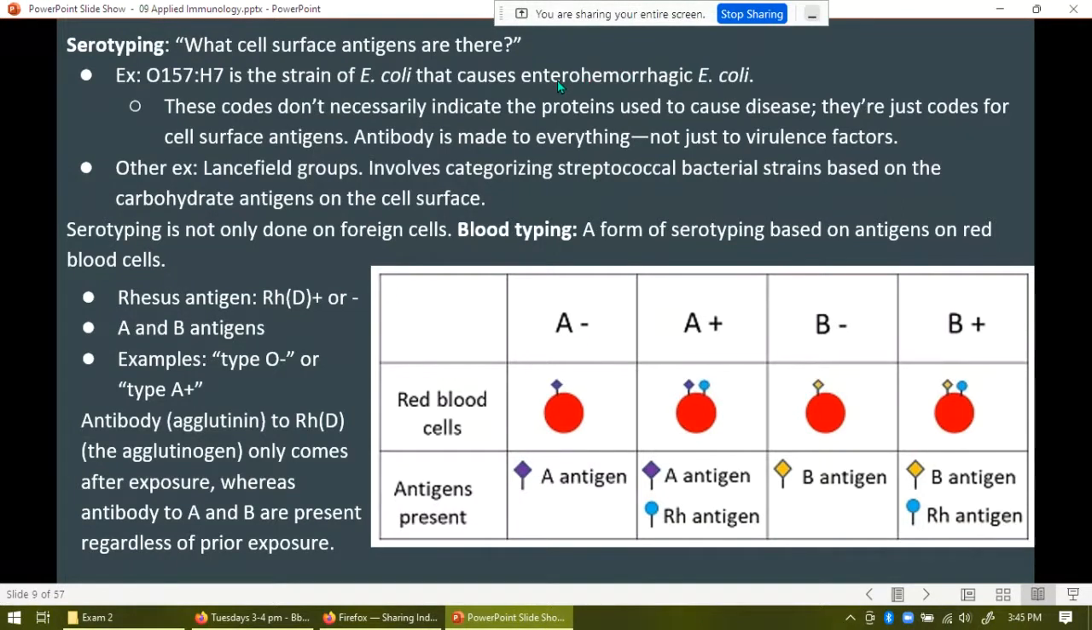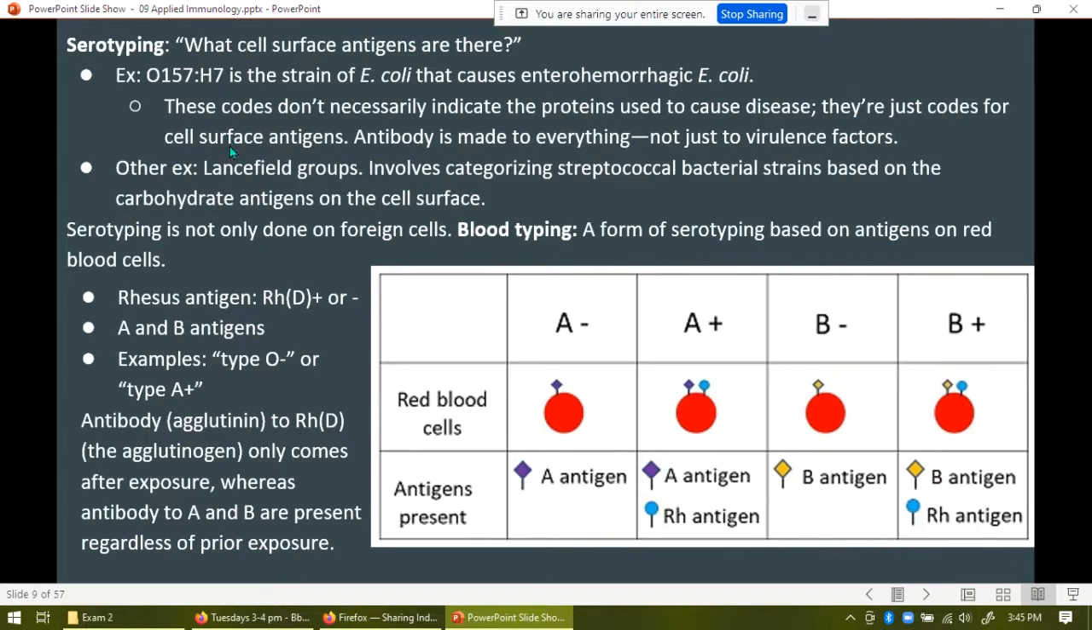So if you isolate E. coli from a patient and then you add antibodies to O157 and H7 and the antibodies stick, you can confirm the diagnosis of EHEC, enterohemorrhagic E. coli, in that patient. You've serotyped what strain they're infected with. Now, these codes don't necessarily indicate the proteins that the pathogen uses to cause disease. They are just codes for cell surface antigen.